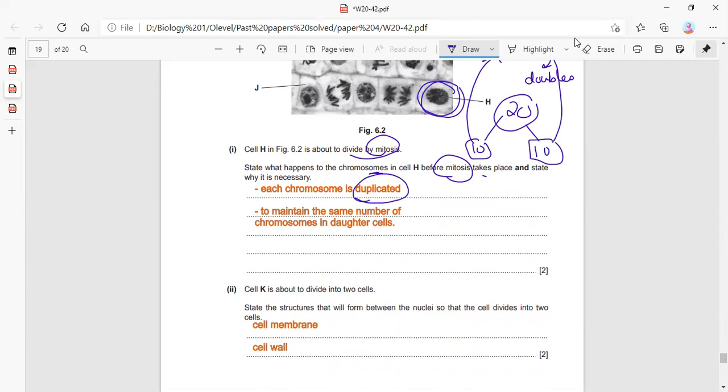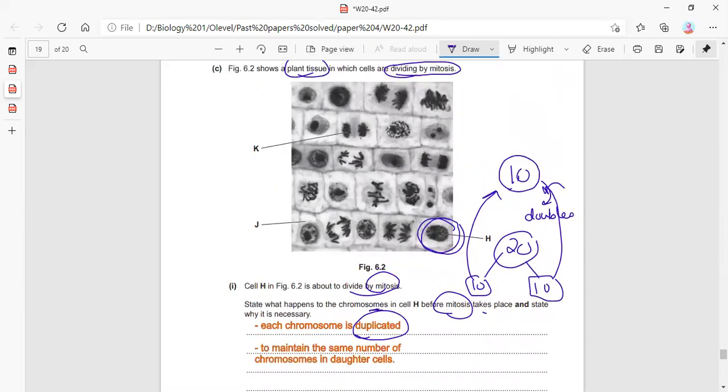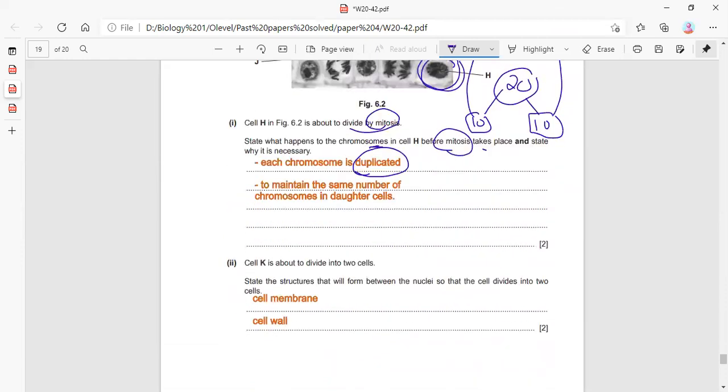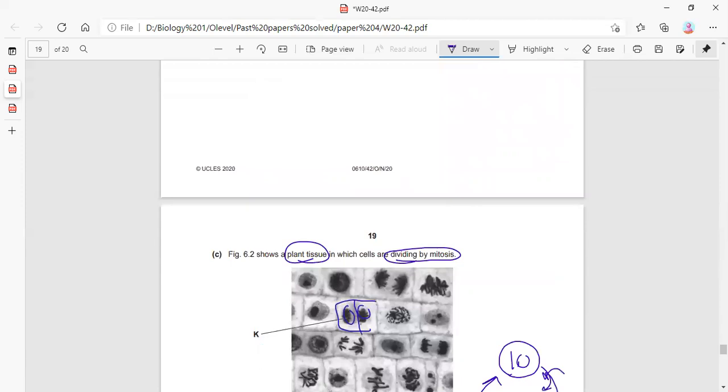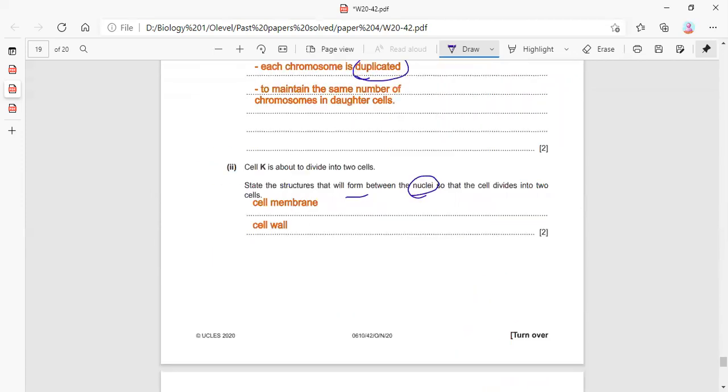Cell K is about to divide into two cells. Cell K اهي خلاص حصل division اهو. بيقول لي ايه بقى؟ State the structure that will form between the nuclei so that the cell divides into two. ايه اللي هيبقى formed هنا عشان يفصلهم اتنين؟ Definitely عندي cell membrane. طب since ان دي كمان plant يبقى عندي cell membrane and cell wall.